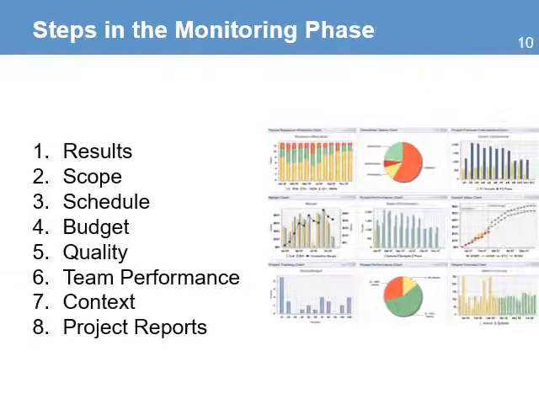Here are some of the steps of the monitoring phase. You need to monitor the results that are related with the log frame and the project design. Monitor scope, schedule, budget, and quality. These are related to the project constraints, and they are critical to make sure the project is using the resources efficiently. You also need to spend time to monitor the team performance and monitor the project context. The major outputs of this phase are the project reports.